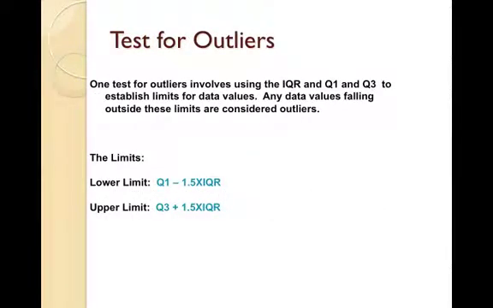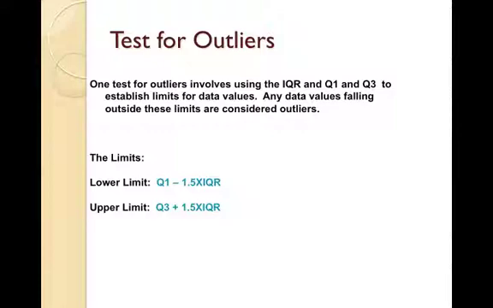One way to test for outliers involves using the IQR and the first quartile and third quartile to establish limits for data values. Sometimes these are called fences. You'll hear me say what's the upper fence, what's the lower fence. You can also use the term like your book does, lower limit and upper limit. Any data values falling outside these limits are considered outliers. So that's why I like kind of calling them fences, because anything that lies outside the fence is an outlier.